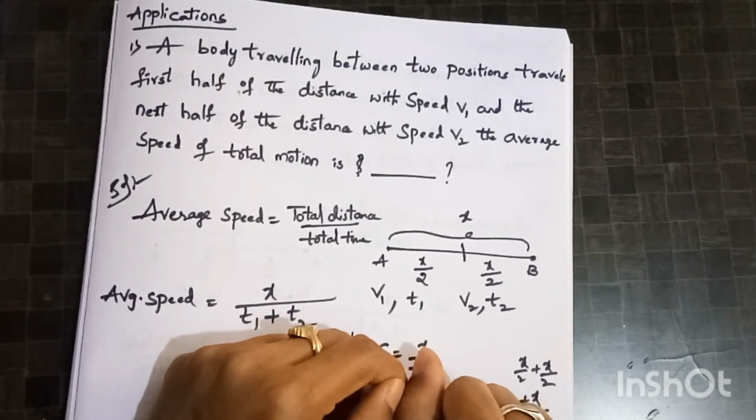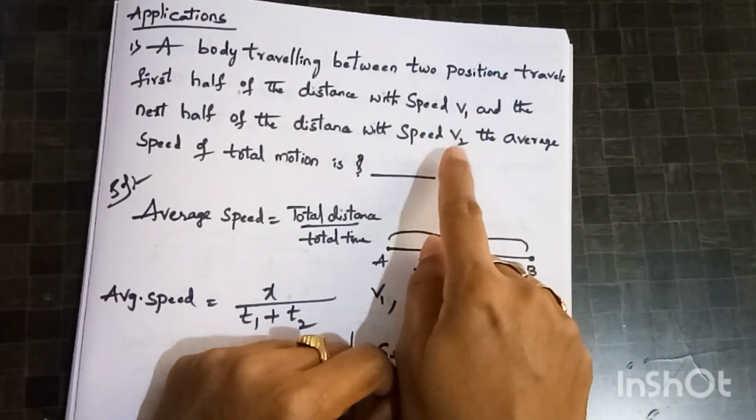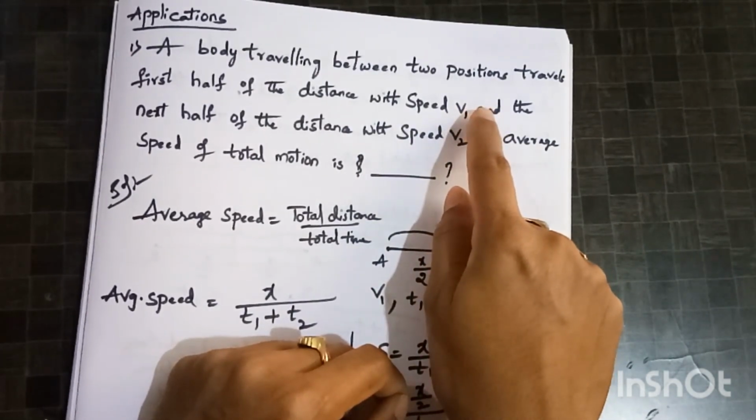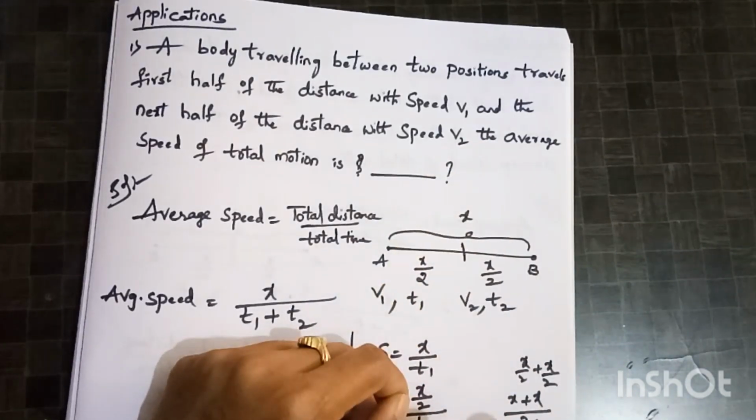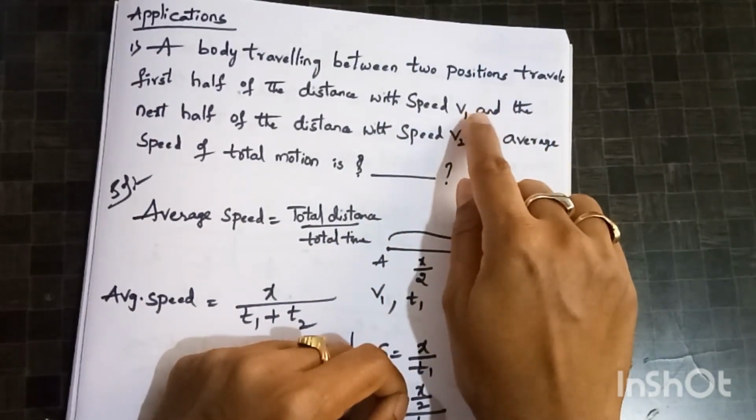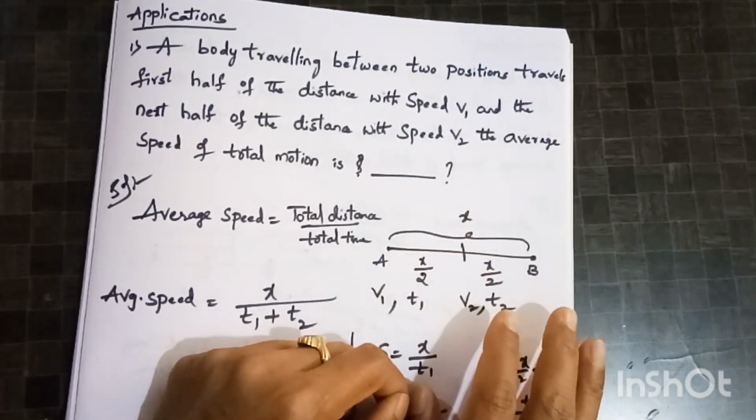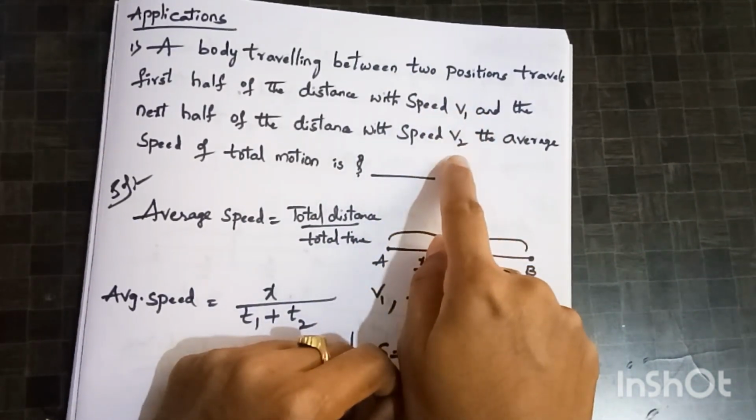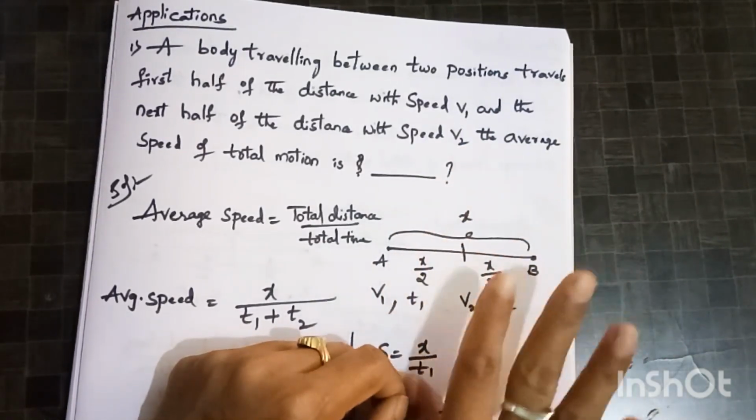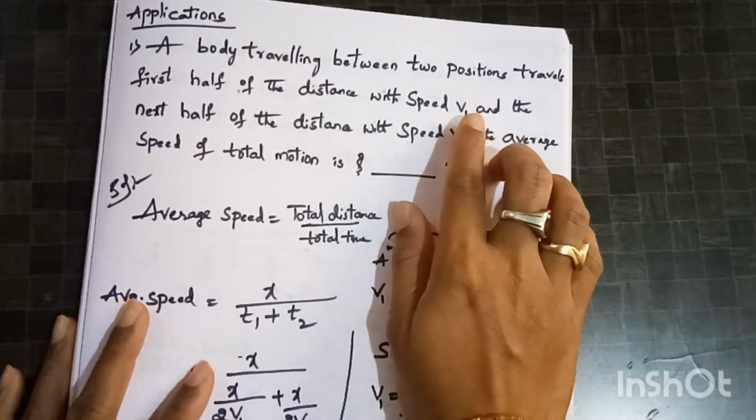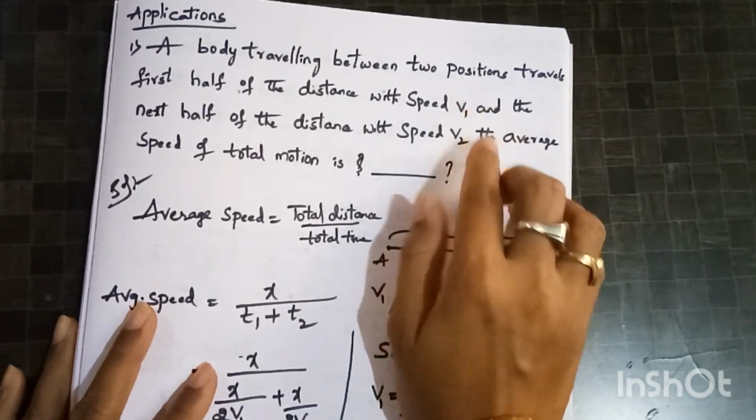One important point you have to remember is that the terms they have given, v1 and v2, the answer should also be in the form of v1 and v2. For suppose if they have given the terms v1, t1 and v2, t2, the answer should be in the form of v1, t1 and v2, t2. But here they have given v1 and v2, so the answer should be in the form of v1 and v2 itself. Average speed is equal to total distance by total time.